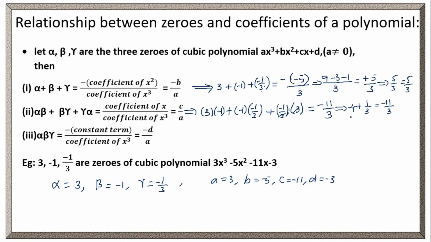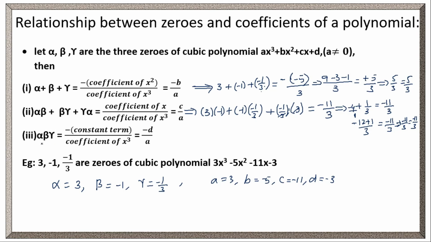That means here, if we take the LCM, 3 is the LCM, minus 12 plus 1 by 3 equal to minus 11 by 3. That is equal to minus 11 by 3 equal to minus 11 by 3. We got right, LHS equal to RHS. So alpha beta plus beta gamma plus gamma alpha equal to c by a. That is nothing but coefficient of x by coefficient of x cube. It will be applicable for all the cubic polynomials.